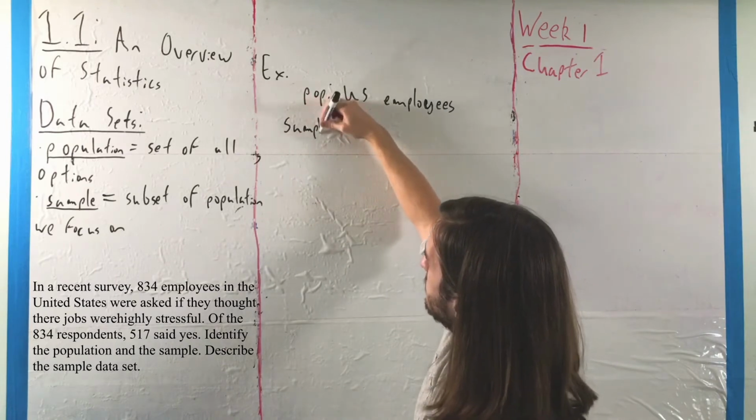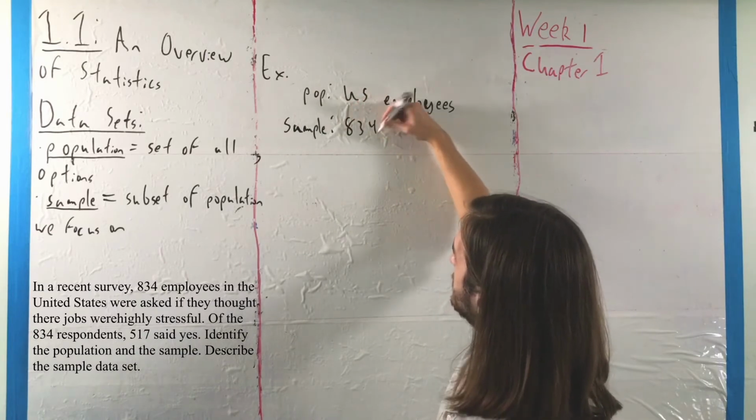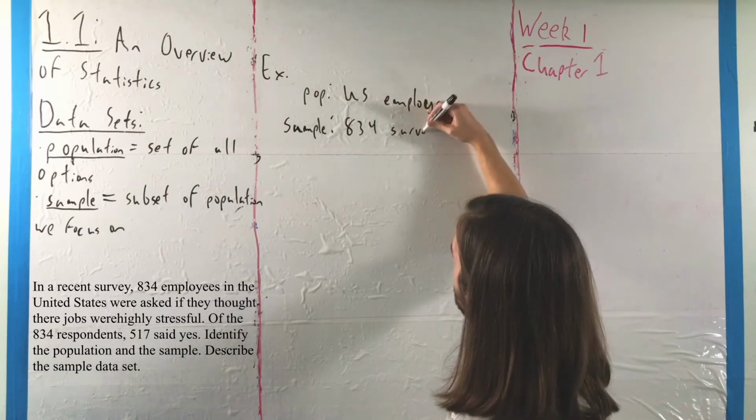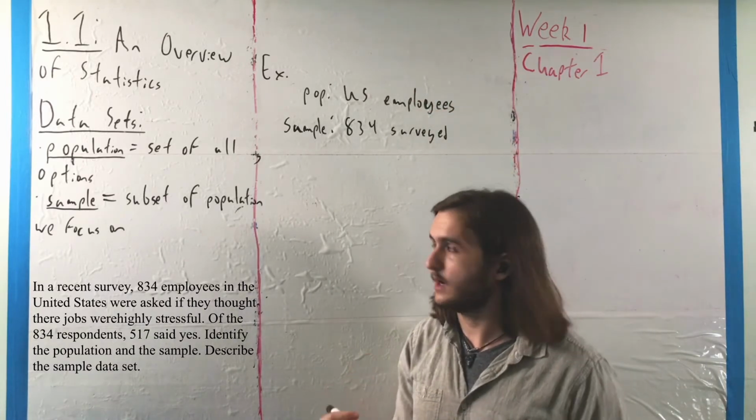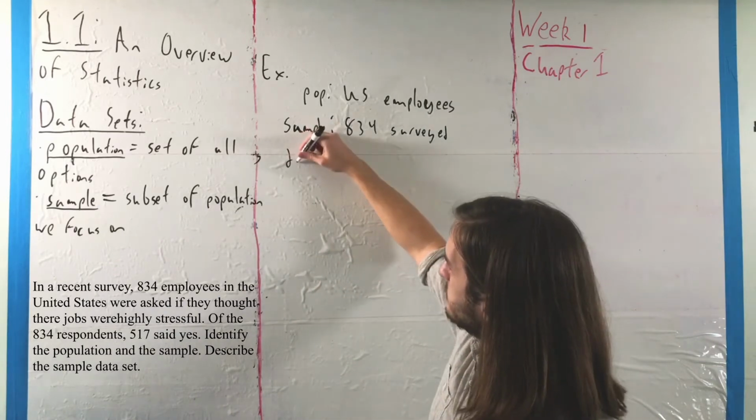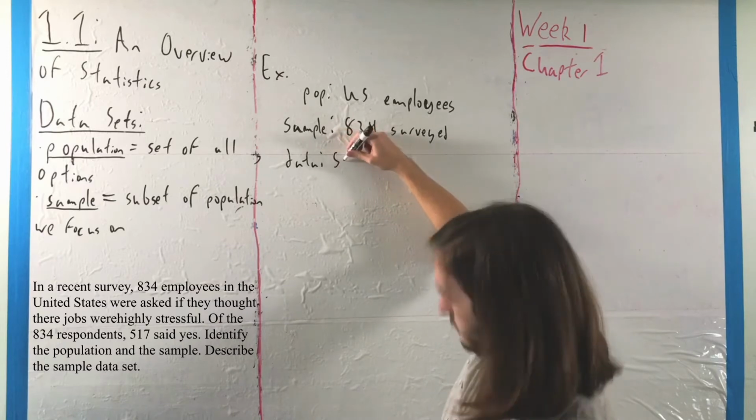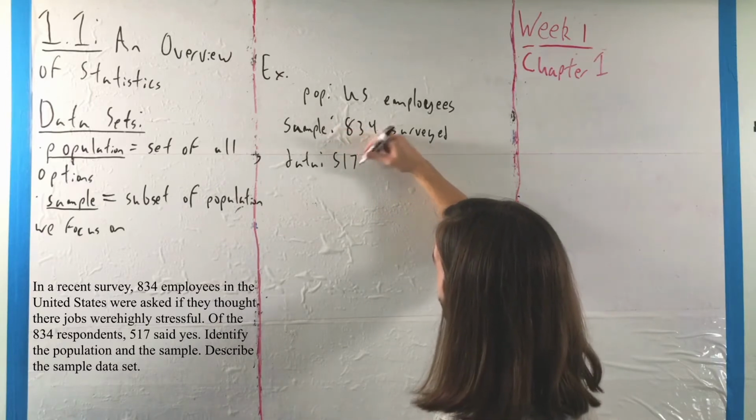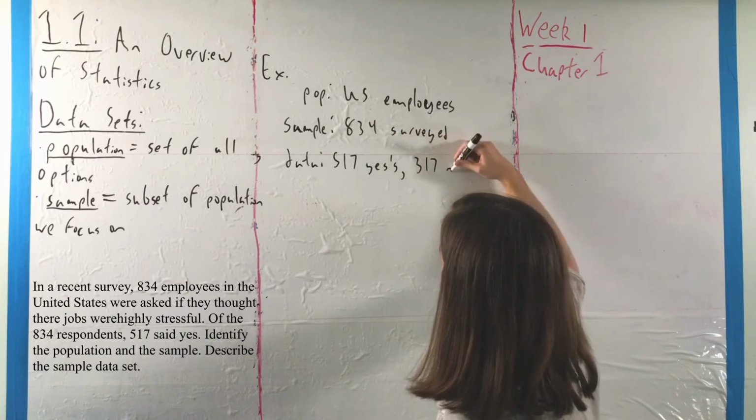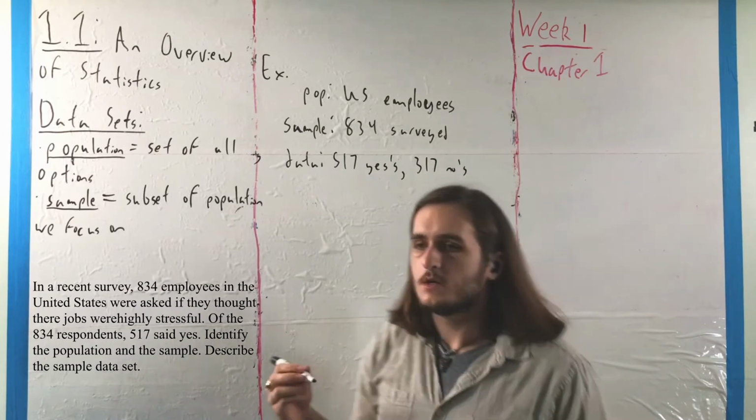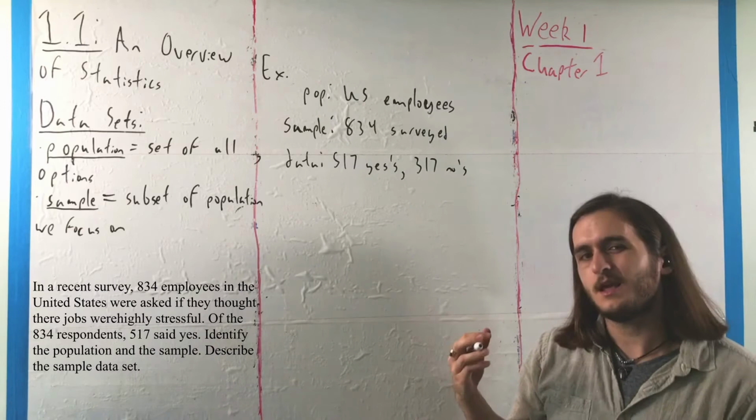Instead, for our sample, we're going to look at 834 people who were surveyed and asked about their job, where our data here will consist of the 517 yeses and the 317 no's. So again, the data is a number of yeses and no's.